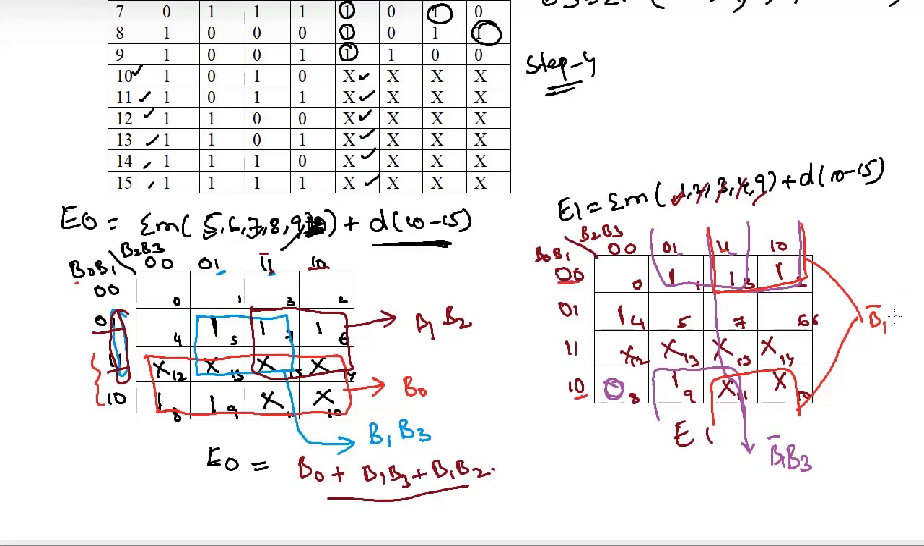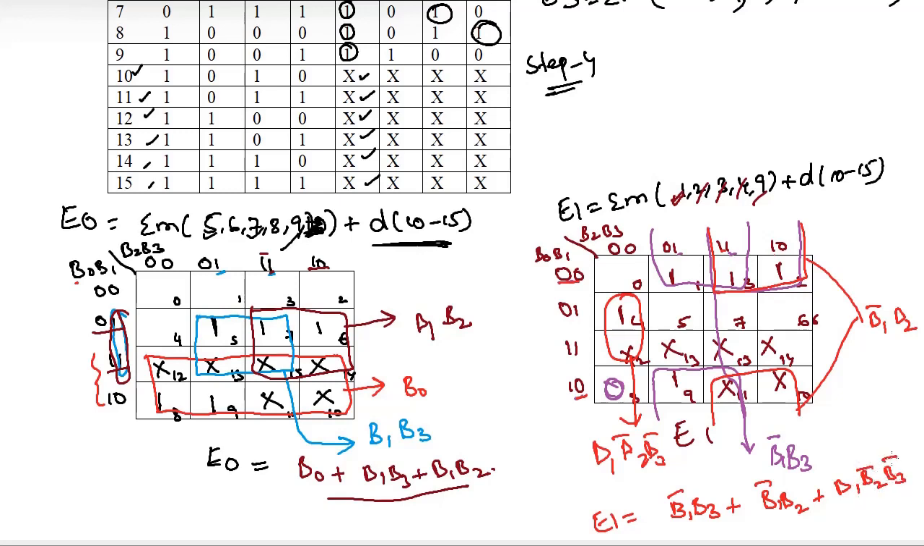In the same way, here there is no possibility of a don't care or 1, so we compulsorily take it as a group. For this group, the row-wise common element is 1, that's why I am writing B1, and the column-wise common elements are B2 bar, B3 bar. So E1 equals B1 bar B3 plus B1 bar B2 plus B1 B2 bar B3 bar, which is the simplified expression for the function value E1.